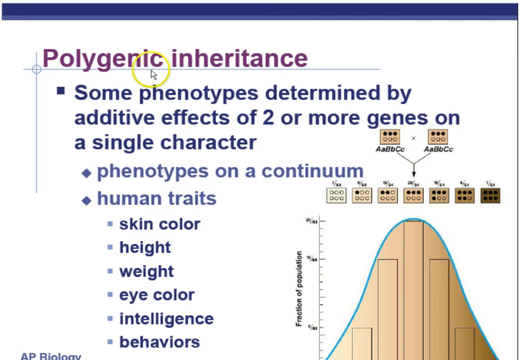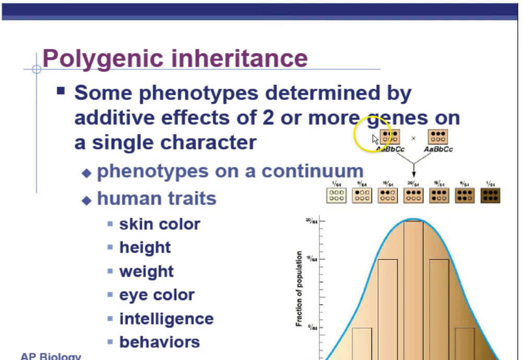Polygenic, more than one gene controlling a trait. Skin color is polygenic. It's controlled by three separate genes. And here we have the genes for the first amount of melanin that can be made, the second amount of melanin being made, and the third amount of melanin being made. Now, it's a combination of dominant alleles that gives you your skin color.